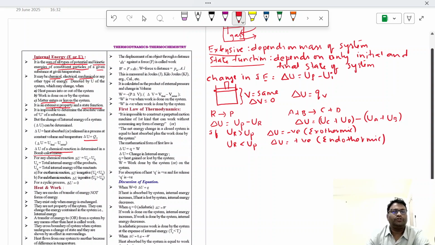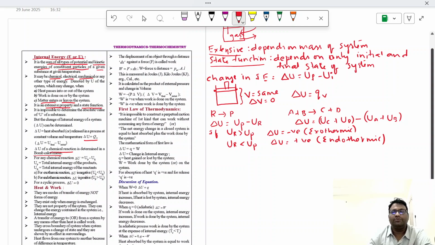Okay, so that is about internal energy. The main things you need to remember: it is an extensive property, it is a state function. The internal energy change at constant volume, when you take the volume of the gas constant, is given by the heat energy involved at constant volume. For a reaction, the internal energy change is given by the internal energy of the products minus the internal energy of the reactants.